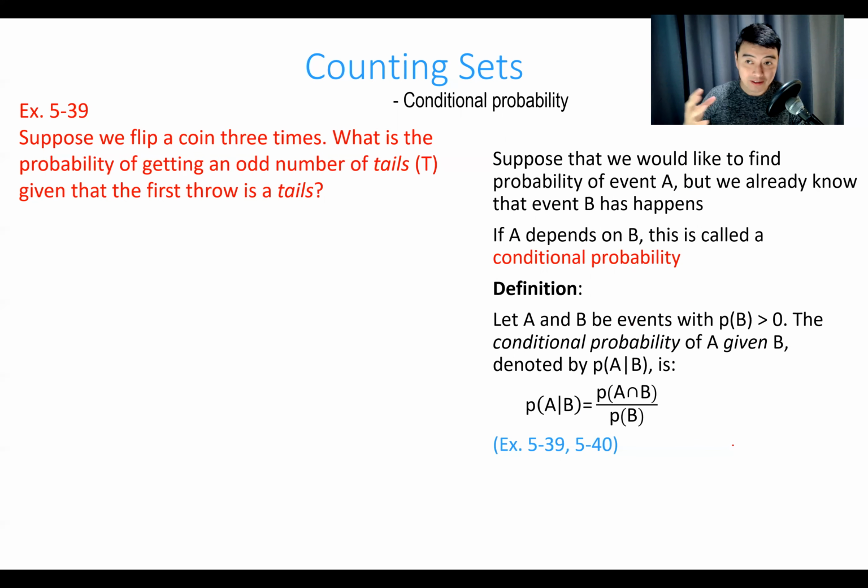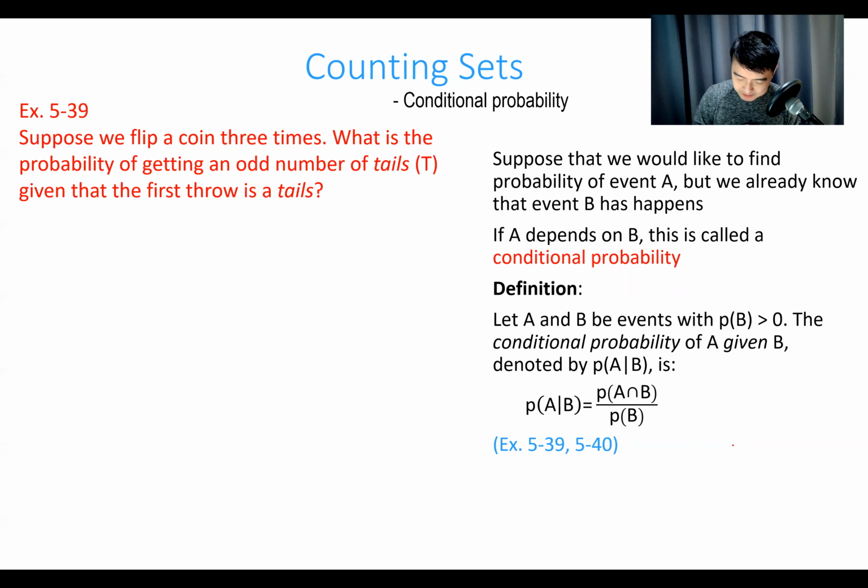And furthermore, event A depends on event B. Okay, so event A depends on event B, and we know that B has already happened. So in this case, we call this a conditional probability because once again, we are looking for an event A to happen, but we already have the foreknowledge that B has happened, and B directly relates to A. So here's the official definition.